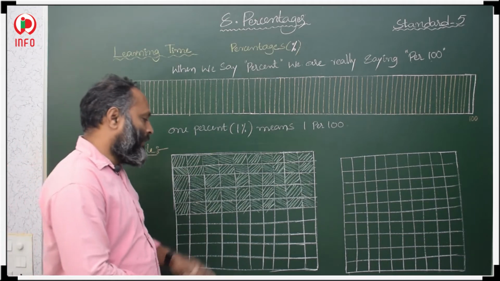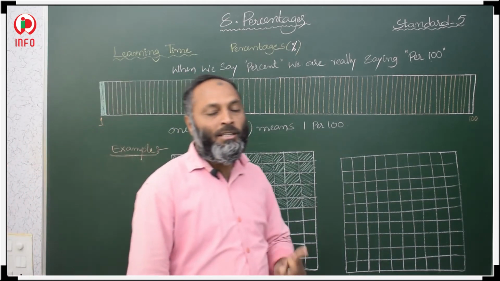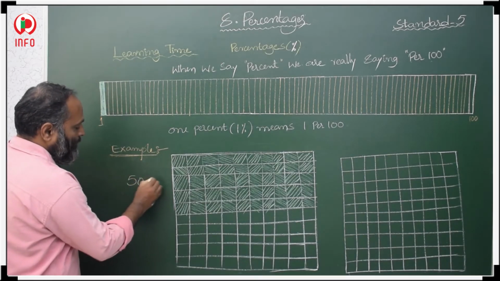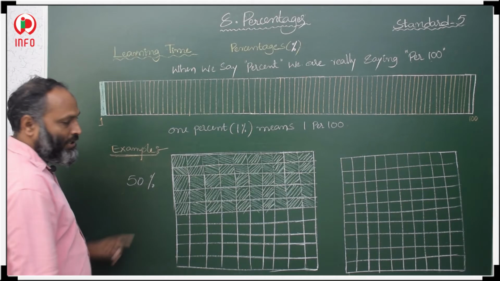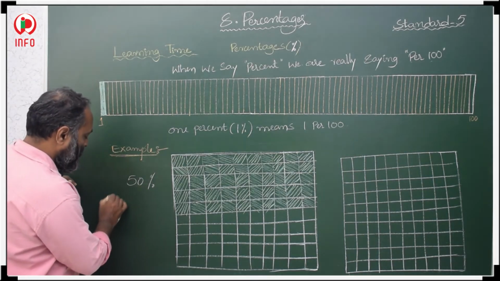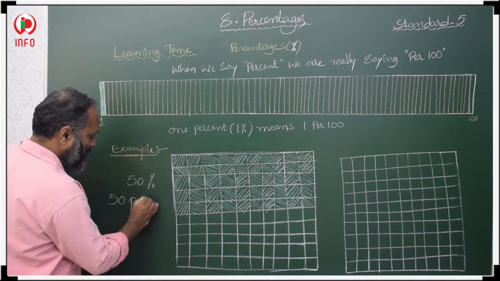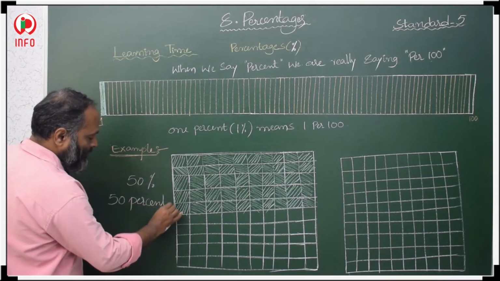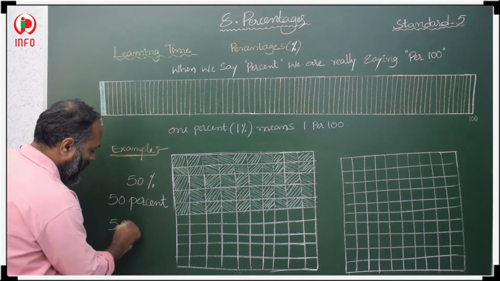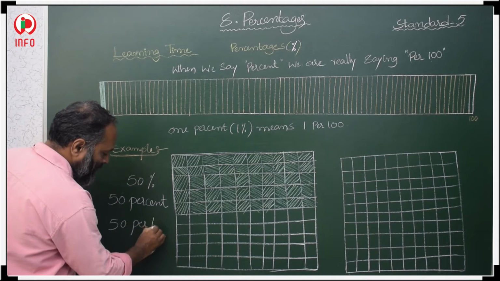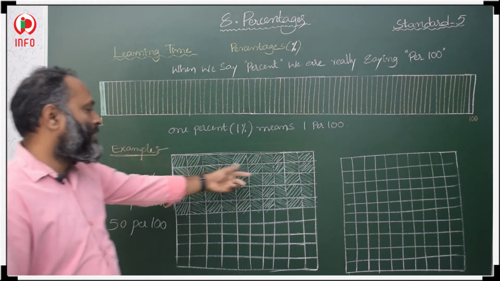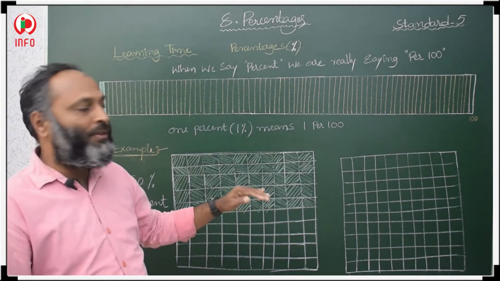So out of 100, if you shaded 50 grids, then it is 50%. This is the representation of 50%. How to read 50%? What does this 50% mean? 50% means 50 per 100. So 50% portion means 50 parts.